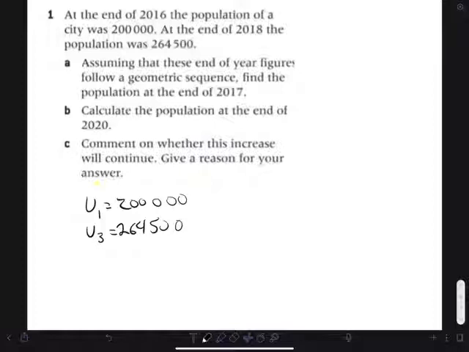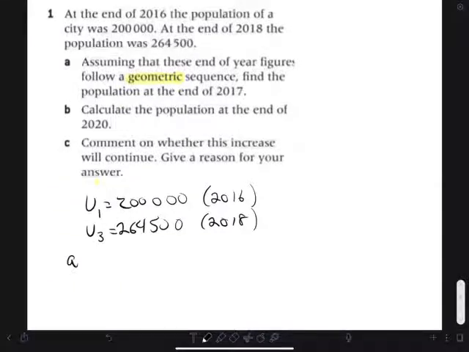Because this is at the end of 2016, this is the end of 2018. So 2 years have gone by. So if I start at U1, U2 would be 2017. Now, you could say, well, you're just adding the same number each time and it's arithmetic, but again, the question tells you it's geometric. So there's that. So in A, find the population at the end of 2017.